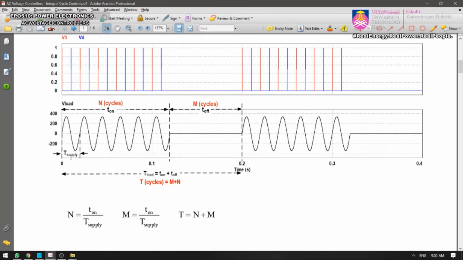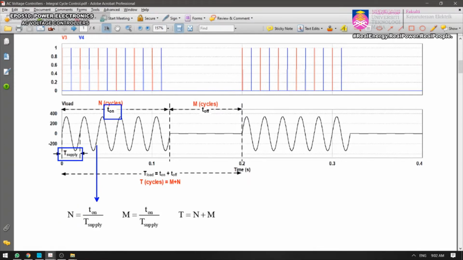This is T supply, the period for your supply frequency, and T load is the period for your output voltage. So they have different frequencies now. The frequency of the supply is higher than the output frequency. So how to determine n? You have T on divided by T supply, for that cycle. Then you get the number of cycles.